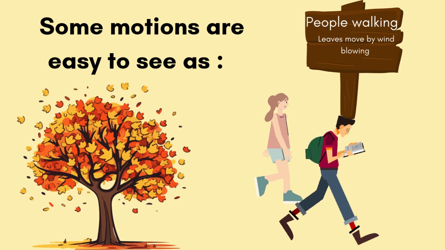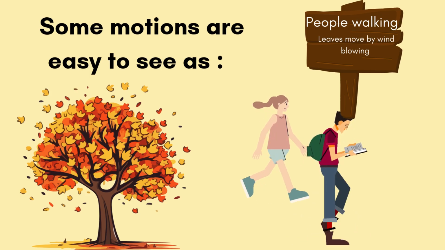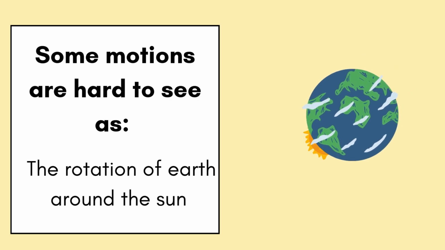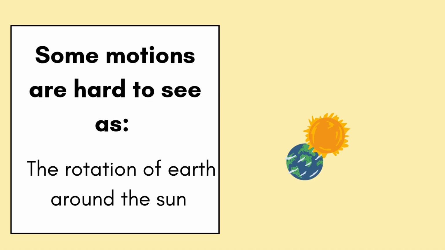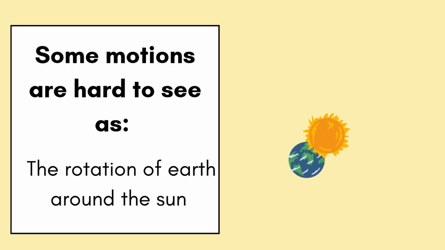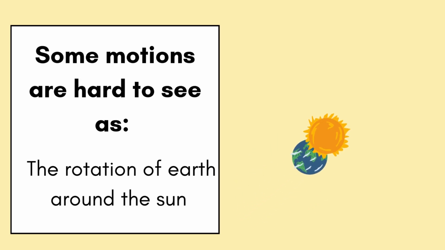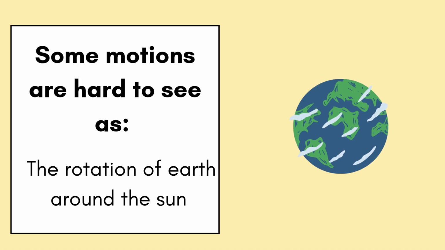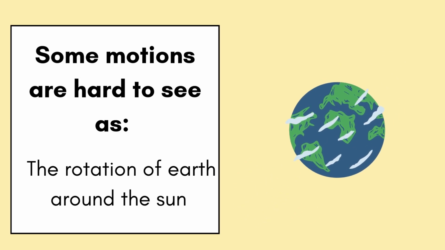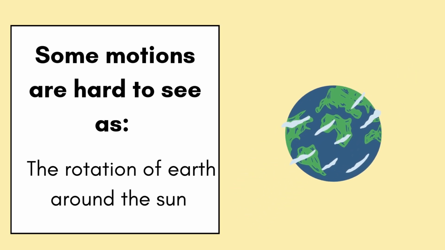Those are examples for motions that are easy for us to see. But there are some motions that are hard to be seen, like the rotation of Earth around the sun, as we mentioned. So here, this is an example for motions that we can't see, like rotation. It comes from the verb rotate, which means move around. So rotation of Earth around the sun is an example for motions that we can't see.